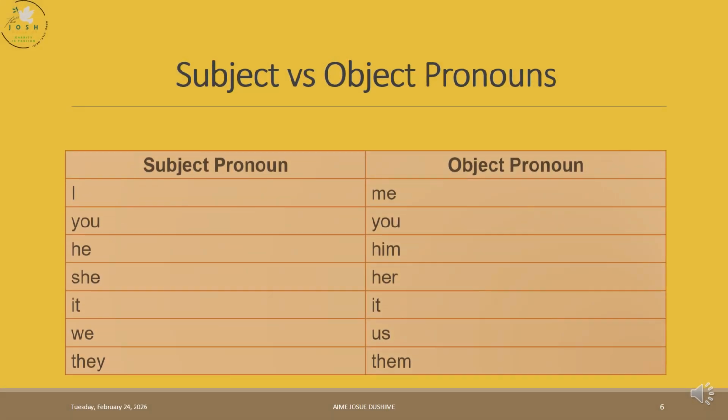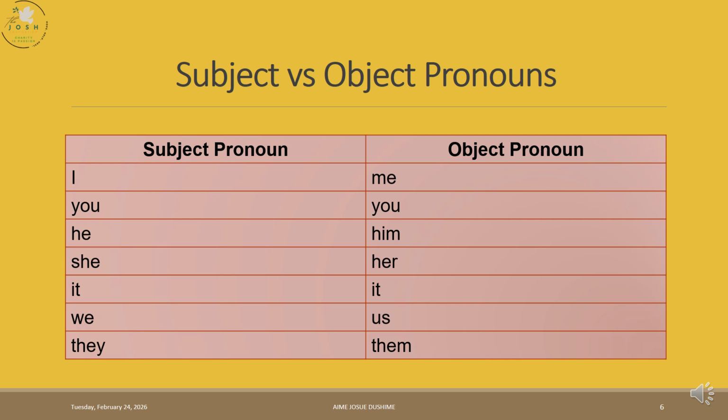Let's see a comparison between subject pronouns and object pronouns. This column indicates the subject pronouns, and the second indicates what we call the object pronouns. I, me; you, you; he, him; she, her; it, it; we, us; they, them.